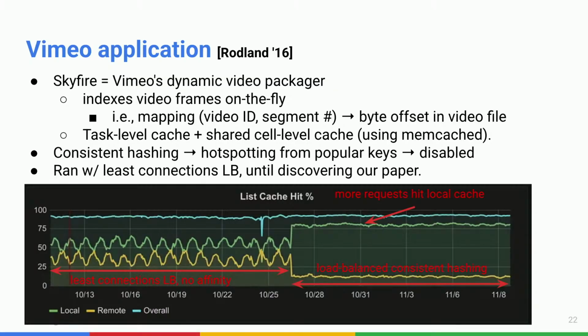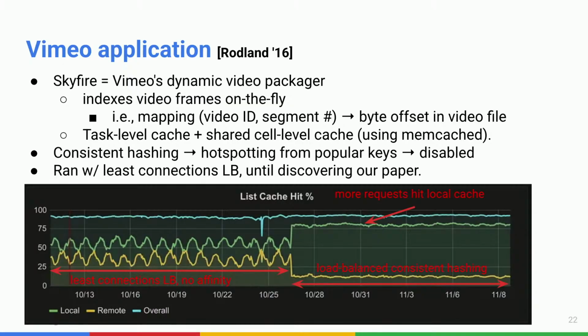And until discovering our paper, they were running with, well, first they did some sort of cache affinity using virtual bins, and they couldn't deal with the hotspotting, so they turned it off. And so then they ran with least connections load balancing, so they're just trying to balance the number of balls in bins by explicitly enforcing that. And I think their system might have been small enough that they had a single load balancer, so they could actually keep the full state. It wasn't clear from their blog post or from talking to the guy. But anyway, they're doing least connections load balancing.